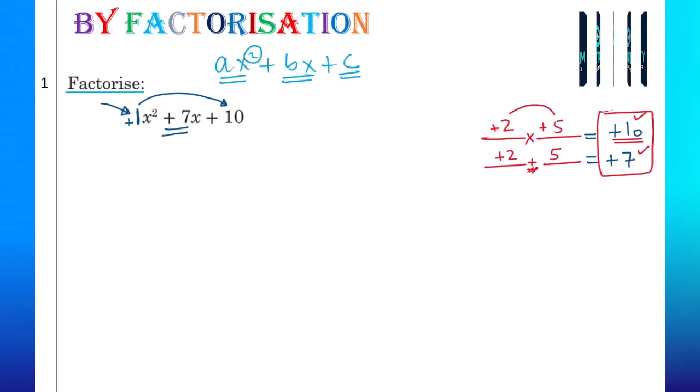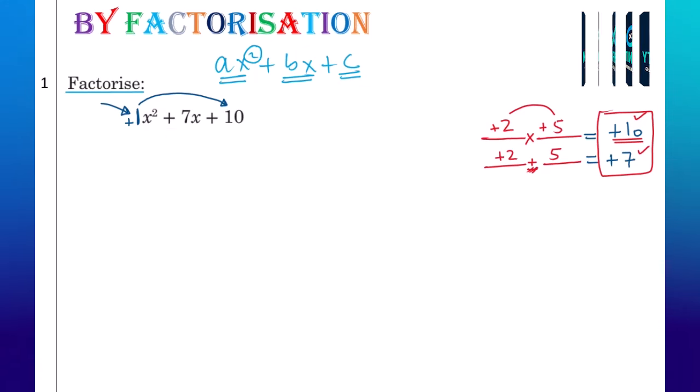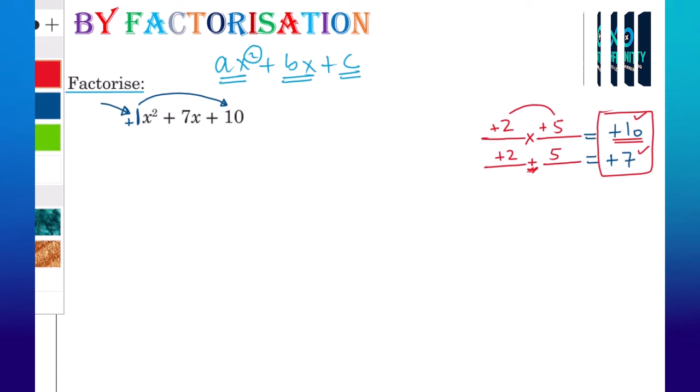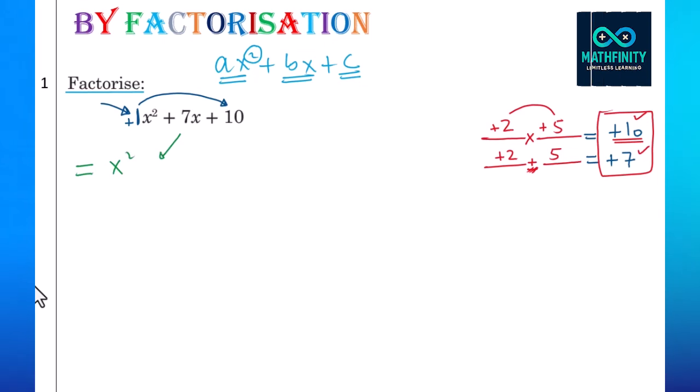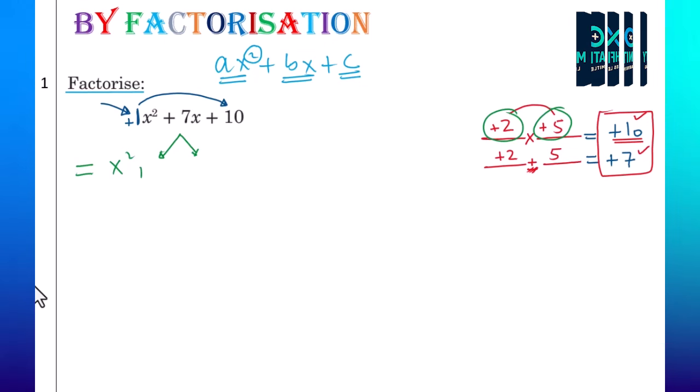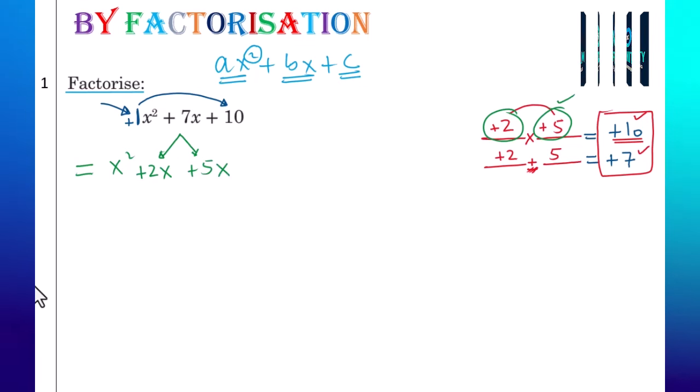The second name of this method is mid-term breaking. Actually, we are breaking the middle term. So how will you write the first step? You will write x square, and we are going to break this into two parts. What are the factors we found? We will write first positive 2x plus, what is the second number? 5 and x.